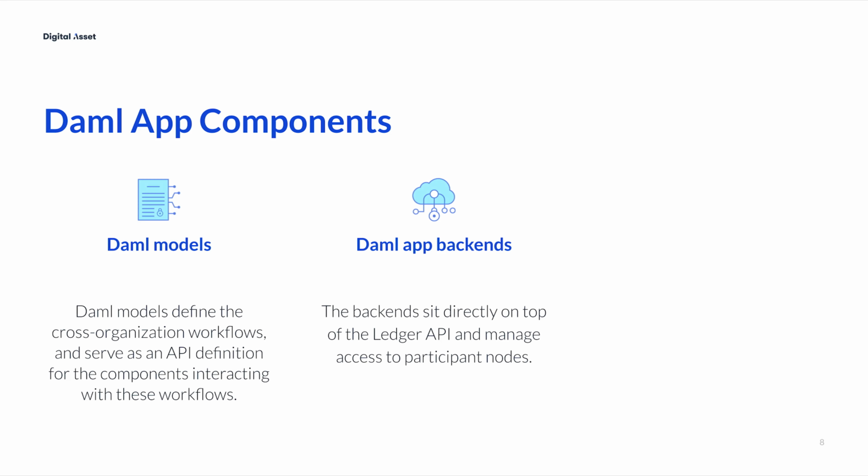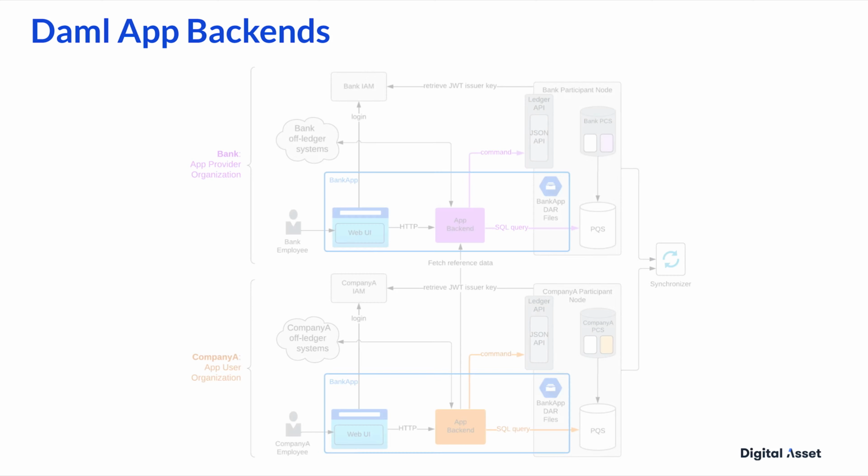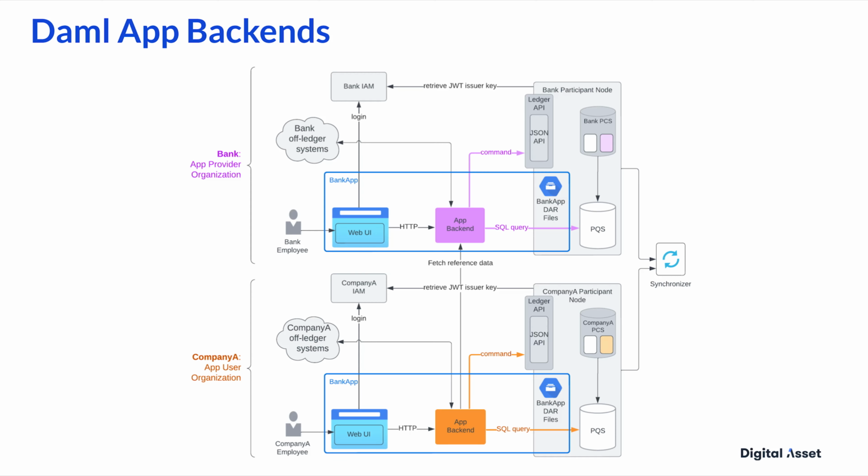The backends sit directly on top of the Ledger API and manage access to participant nodes. The backends utilize Daml parties representing the app provider and the app users, and Daml contracts to represent the state of the workflows between these organizations. Daml parties act on the ledger and read from the ledger at the level of an organization.